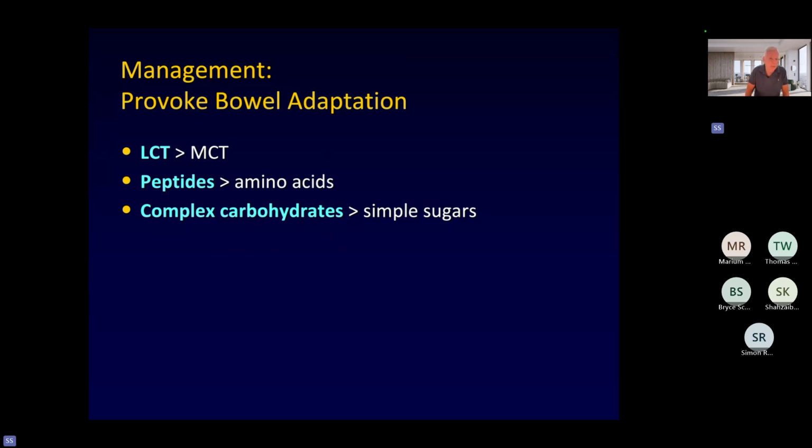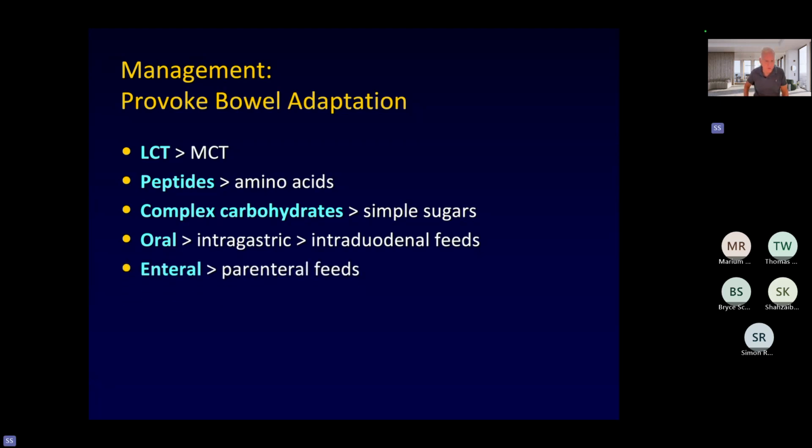Perhaps most importantly, because complex carbohydrates have much less of an osmolar impact on what goes on in the bowel. Oral feedings are better than intragastric feedings, which are better than intraduodenal feedings. Enteral is better than parenteral feedings.